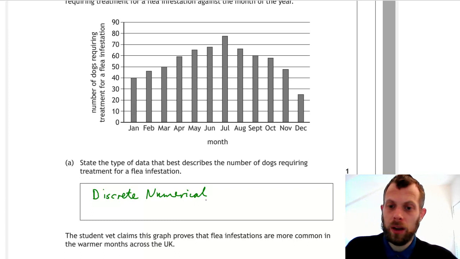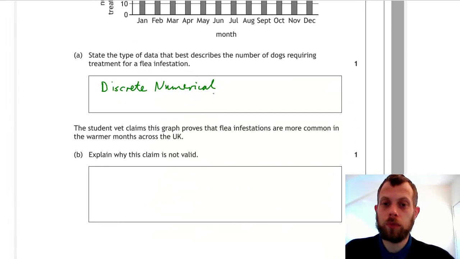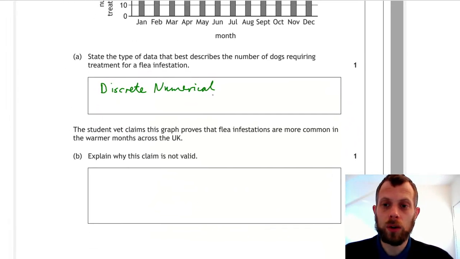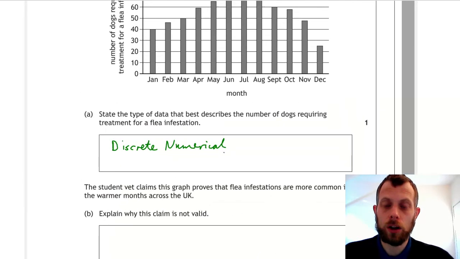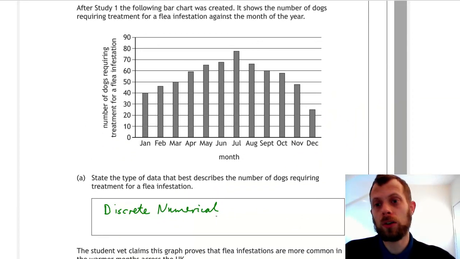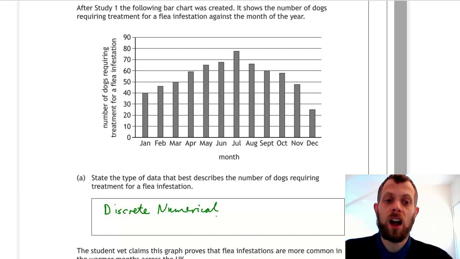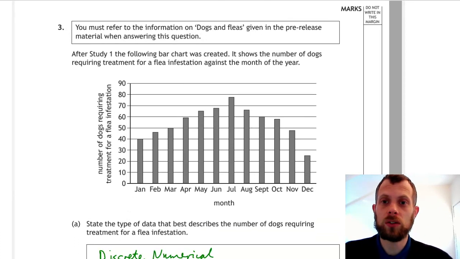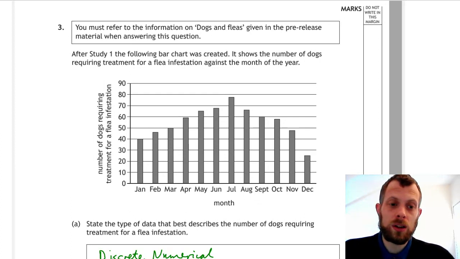In part B, it says the graph proves flea infestation is more common in the warmer months across the UK. And we can see in June, July, during summertime, the numbers of dogs with flea infestations are higher. However, if we read this carefully, it says after study 1. So we need to look at this data booklet and see what that tells us about study 1.